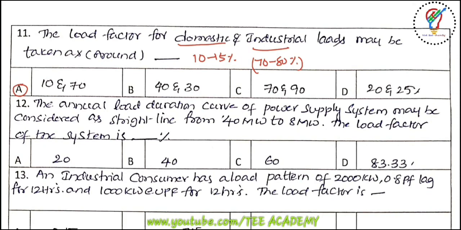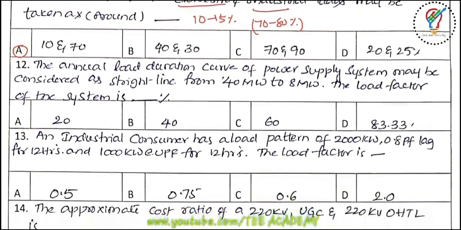Next one, the annual load duration curve. The annual load duration curve of a power supply system may be considered as a straight line from 40 megawatts to 8 megawatts. The load factor of the system is around 60%. You can expect that question.